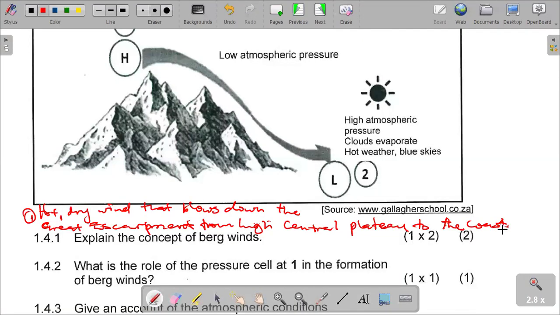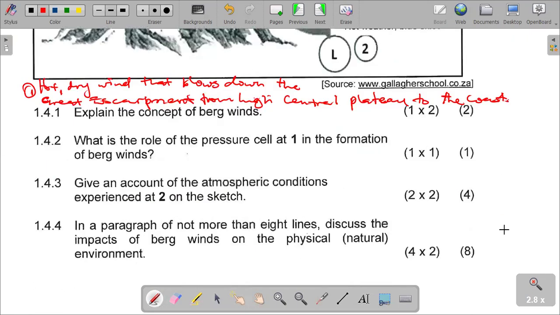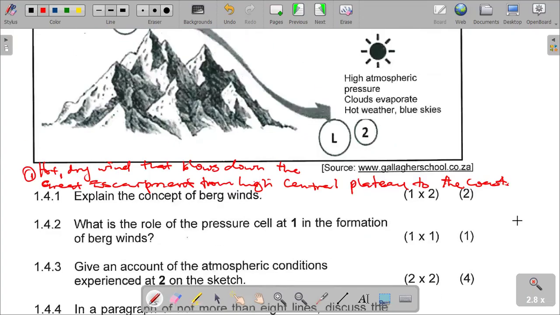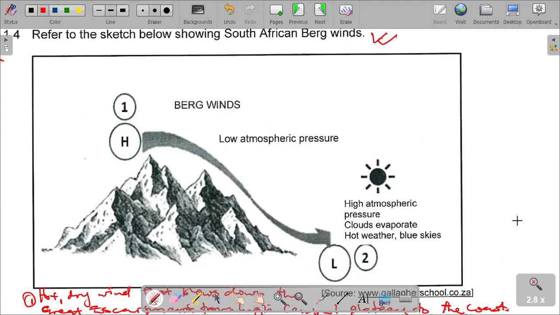So that hot dry wind that blows down the Great Escarpment from the high central plateau to the coast is called what? Berg winds. And then 1.4.2, what is the role of the pressure cell at 1 in the formation of berg winds? So what is the role of pressure cell 1, which is the high pressure cell, and then we are seeing that there is low atmospheric pressure that is moving from the escarpment down to the low-lying places there. We have got high atmospheric pressure, cloud evaporation, and hot wind or blue skies there.